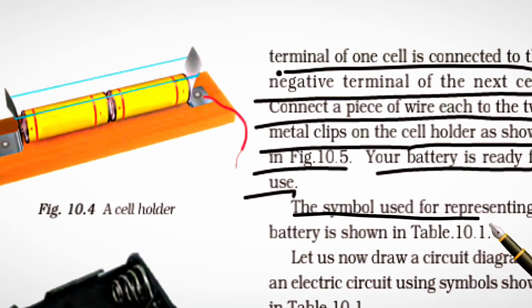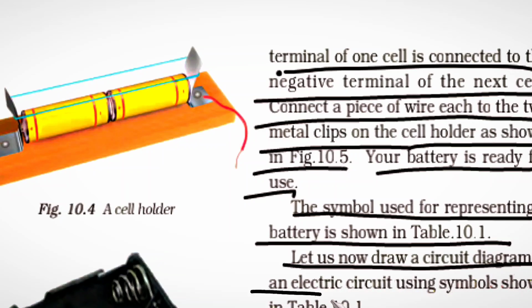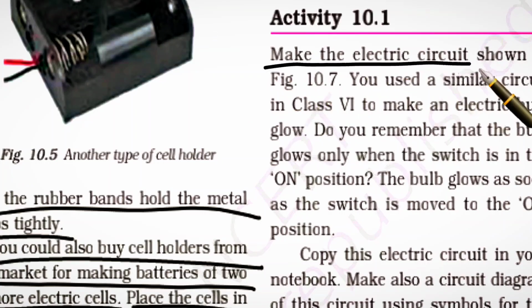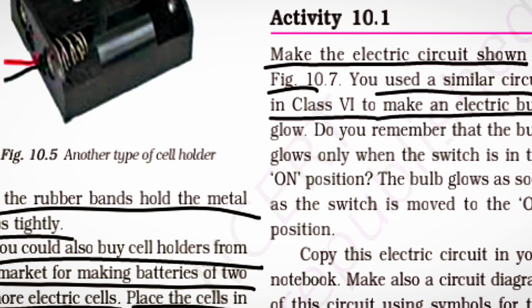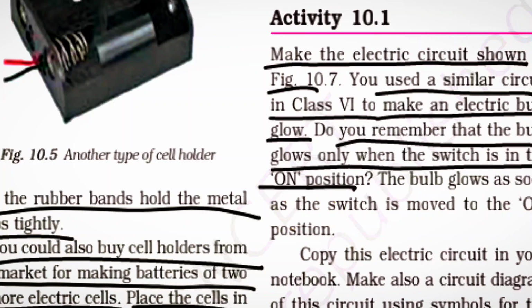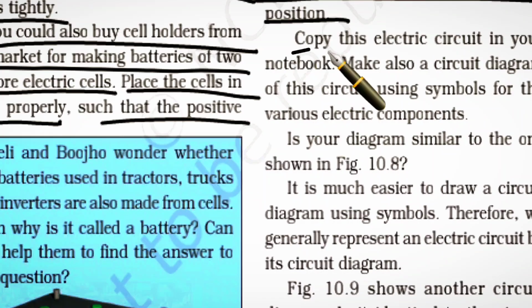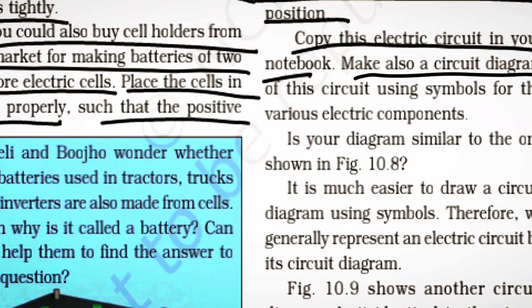The symbol used for representing a battery is shown in Table 10.1. Let us now draw a circuit diagram of an electric circuit using the symbols in Table 10.1. Activity 10.1. Make the electric circuit shown in Figure 10.7. You used a similar circuit in class 6 to make an electric bulb glow. Do you remember that the bulb glows only when the switch is in the on position? The bulb glows as soon as the switch is in the on position. Copy this electric circuit in your notebook. Also make a circuit diagram of this circuit using symbols for the various electric components.